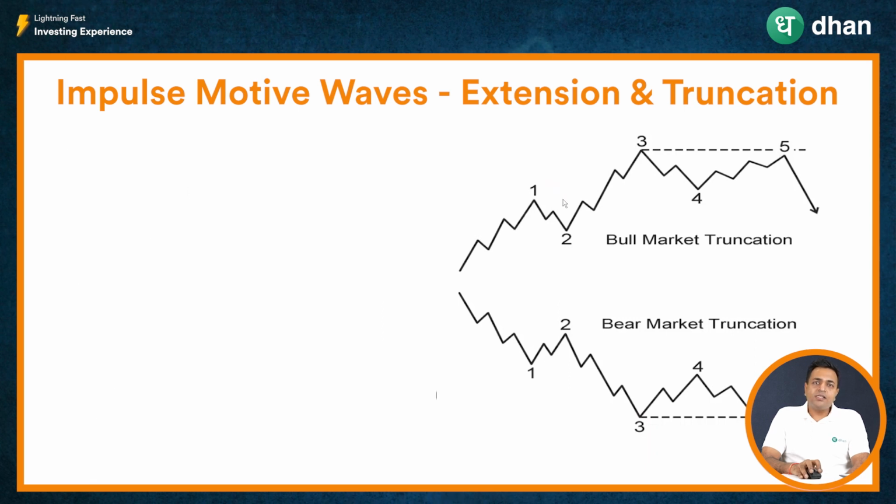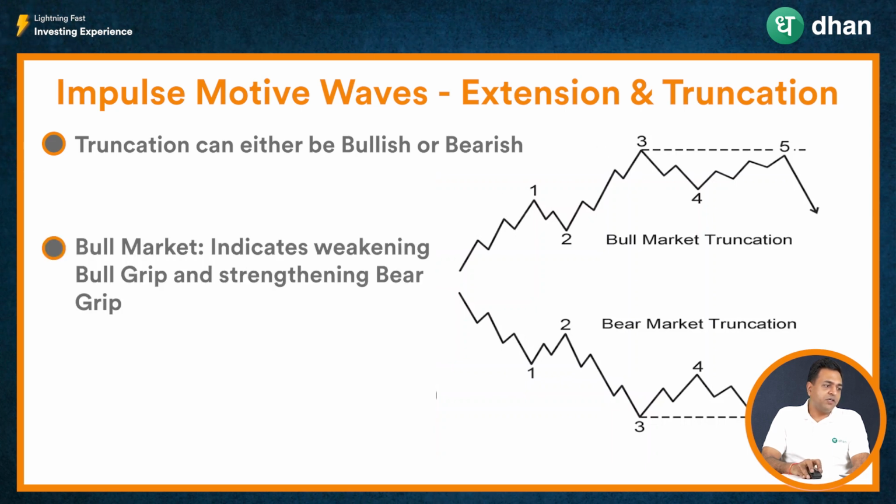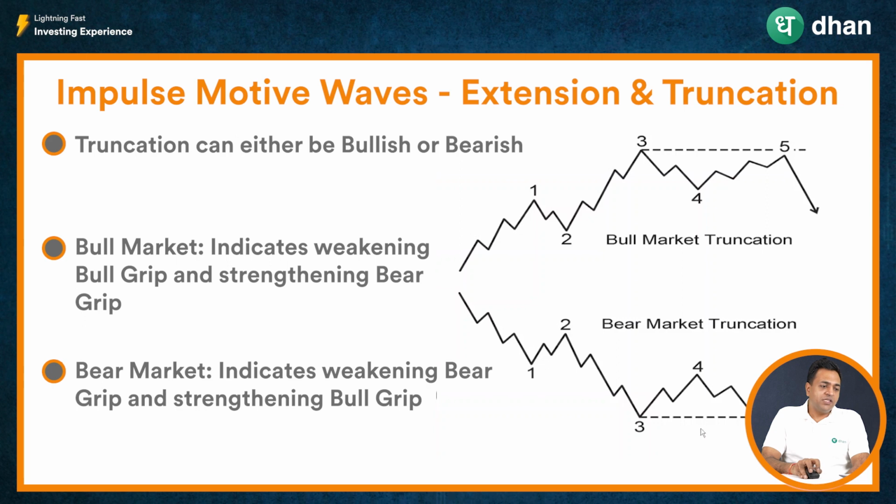So as I covered in the previous slide, your truncations can be either bullish or bearish. When it is a truncation in the bull market, it indicates that the bull grip is weakening due to the steepness of wave number 3 and bears are coming in. And in case of a bear market, the bull grip is now kicking in and the bear grip is losing its momentum. Truncation would typically be followed by sharp corrective waves because you have a change of polarity or change of force at the end of truncations.